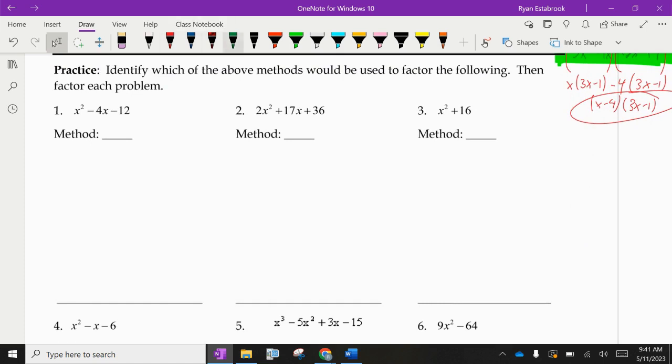Let's get into some examples kind of jumbled up now. Number 1, x squared minus 4x minus 12. So you can just write down number 1. Here's the example. And we're also going to write down the method that we use.